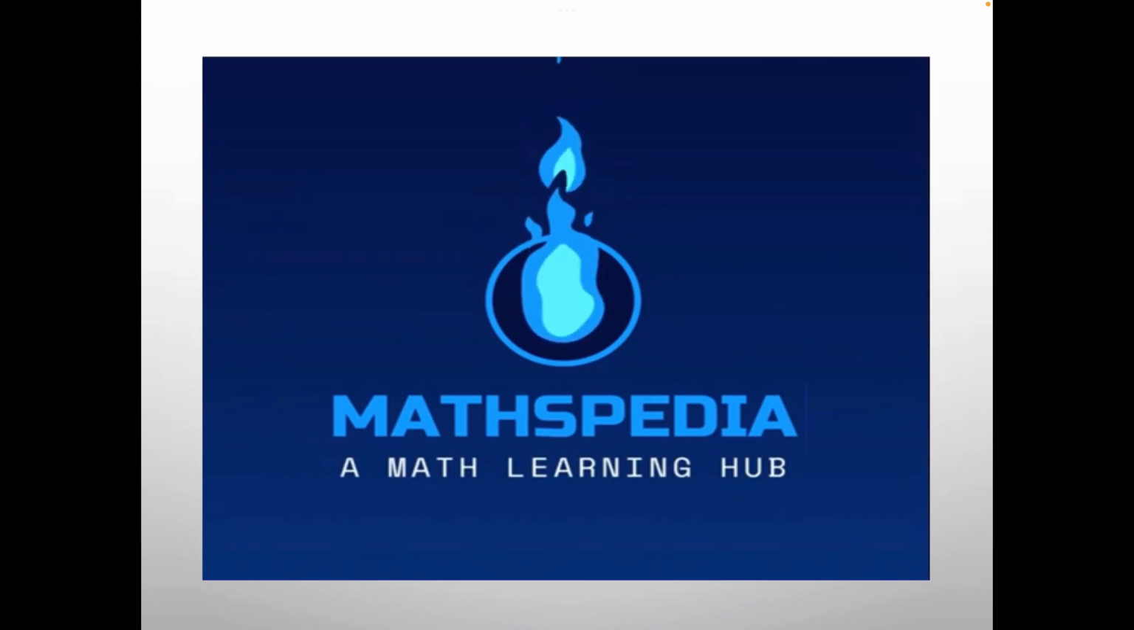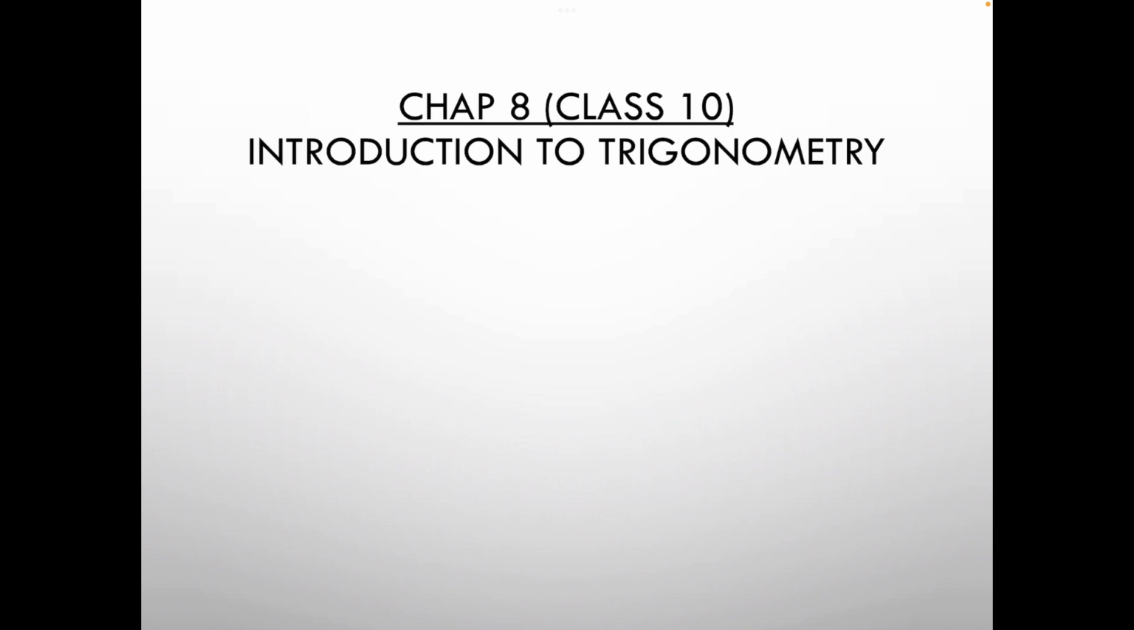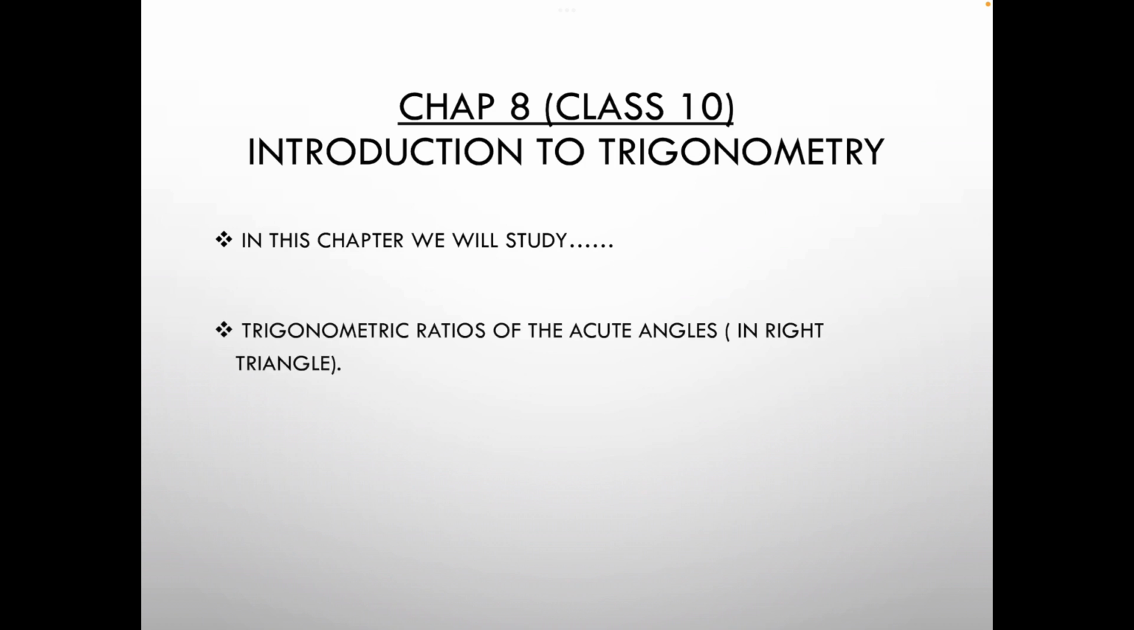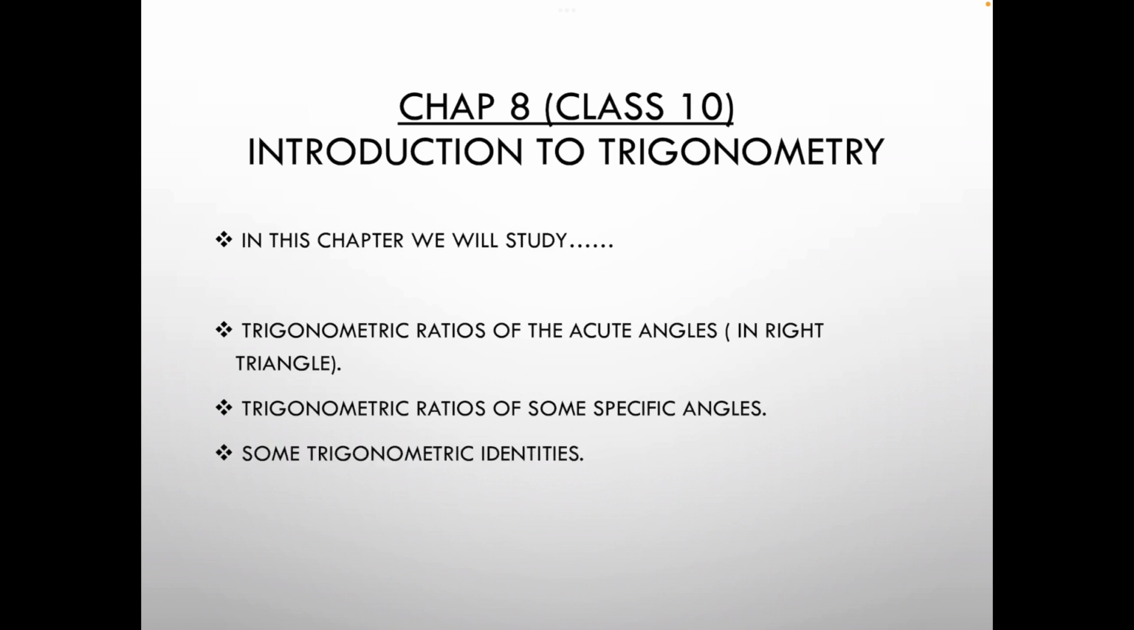I am back with the chapter number 8, Introduction to Trigonometry of class 10. In this chapter, we will study the trigonometric ratios of the acute angles of a right angled triangle, trigonometric ratios of some specific angles, say 0 degree, 90 degree, 45 degree, etc. And also we will see some trigonometric identities. We may not be able to complete all the 3 topics in this one video. So today we will see trigonometric ratios of the acute angles.